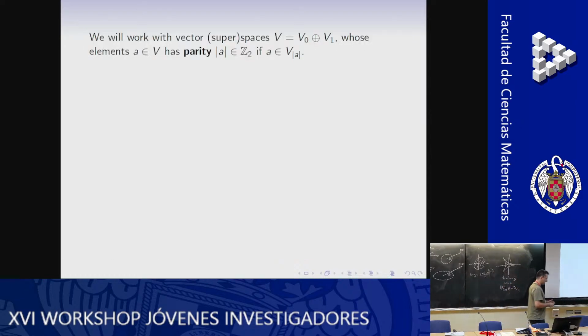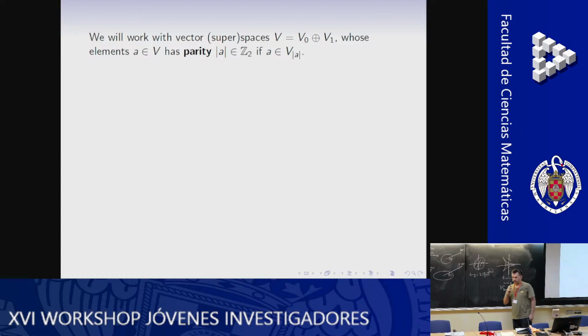Vale. Entonces, ahora voy a dar el siguiente paso y voy a pasar a superespacios vectoriales, que son espacios Z2 graduados. De manera que tengo una descomposición de V en V0 y V1, que es el espacio de elementos pares y elementos impares. Introduzco, por tanto, una paridad para los elementos.